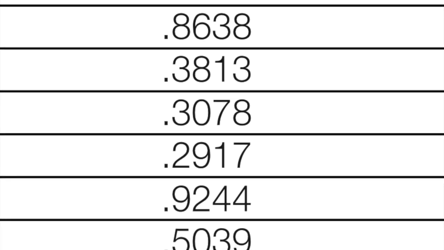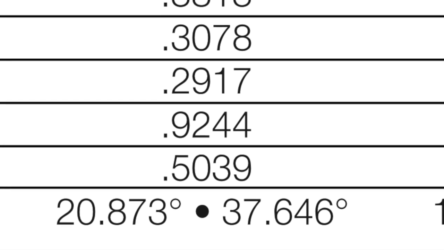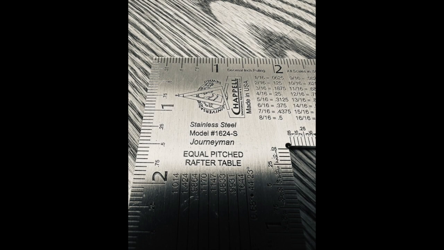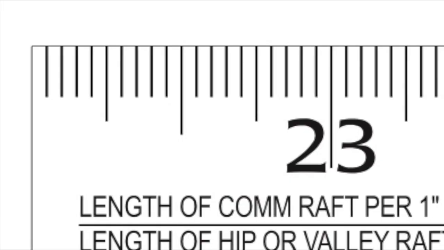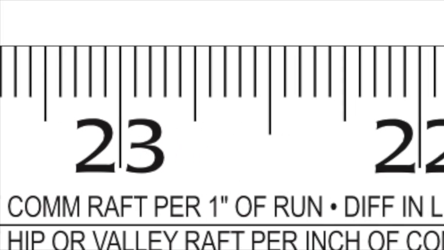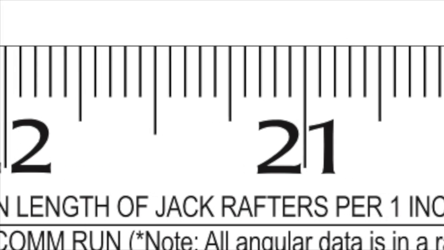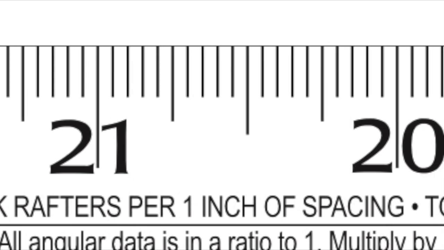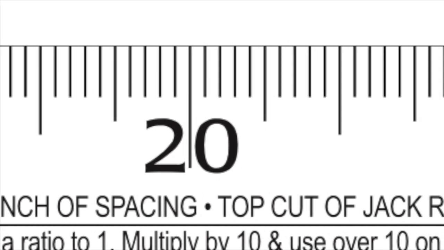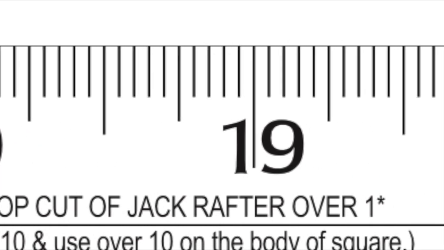It also allows for an accuracy of within 1 to 10 thousandths by carrying each factor to 3 or 4 decimal places. As an example, the top line in the equal pitched rafter table has factors that relate to 3 aspects of a roof system. 1. The length of the common rafters per inch or any unit of run. 2. The difference in length of jack rafters per inch or any unit of spacing along the plate. And 3. The top cut of the jack rafter over 1 inch or any unit desired. The first 2 factors are length ratios and the third is an angular ratio.